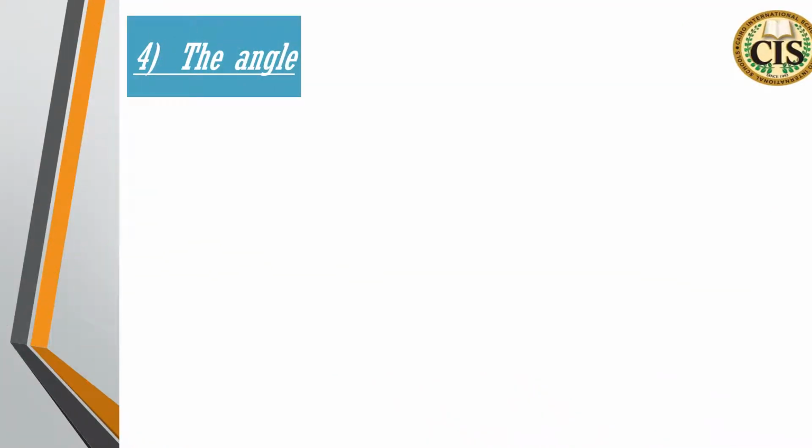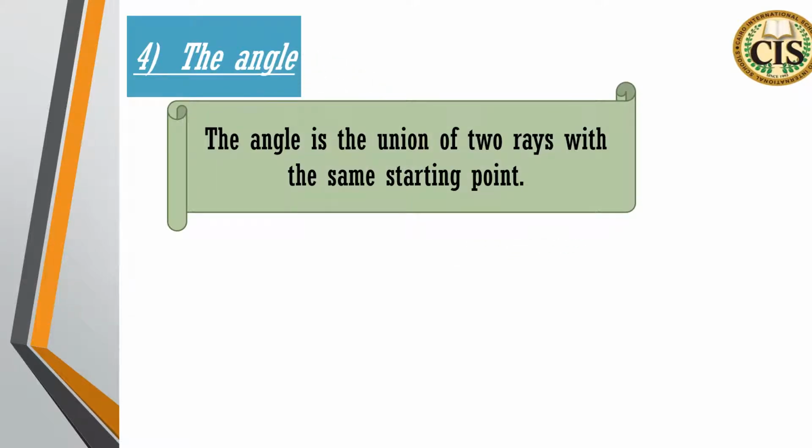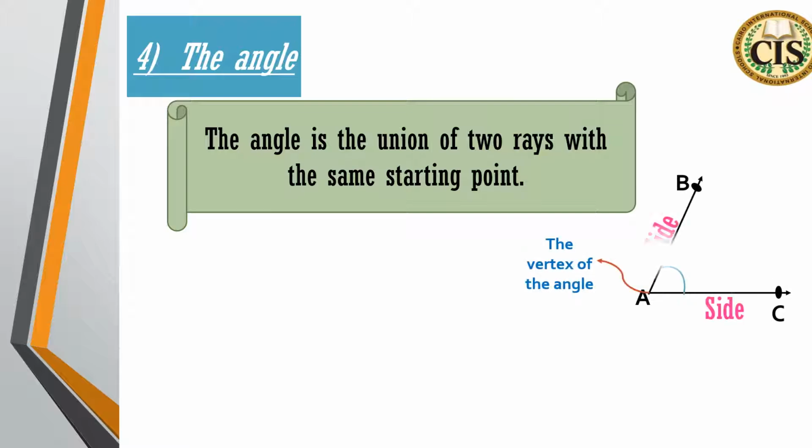Number 4, the angle. The angle is the union of two rays with the same starting point, and this point is called the vertex of the angle, and the two rays are called the two sides of the angle.